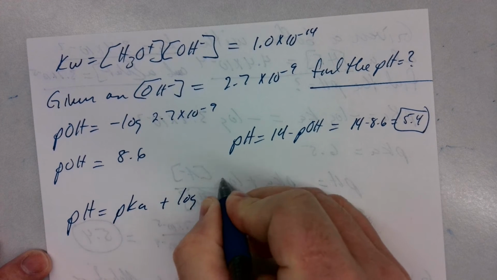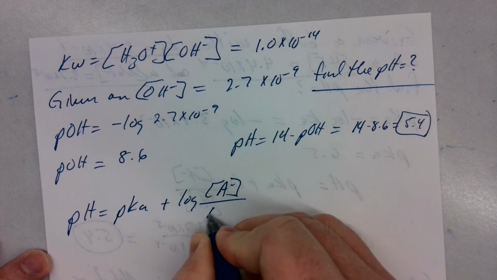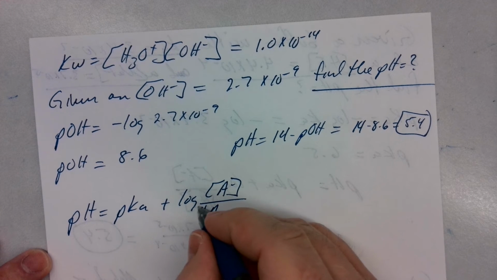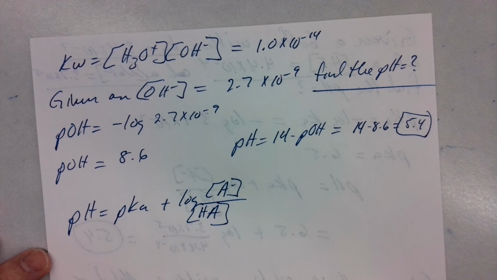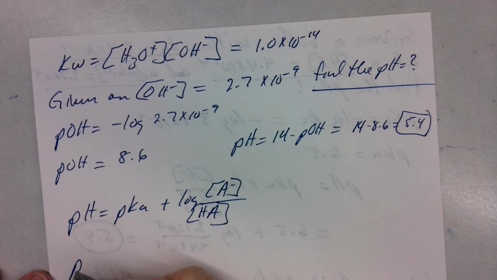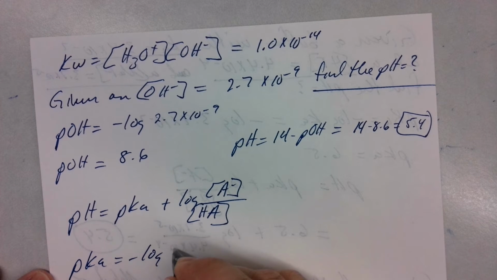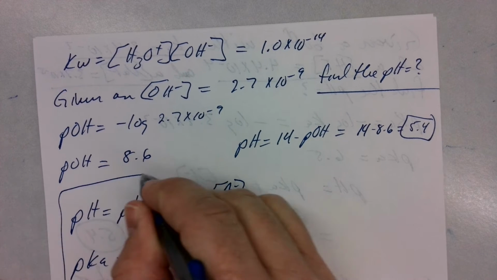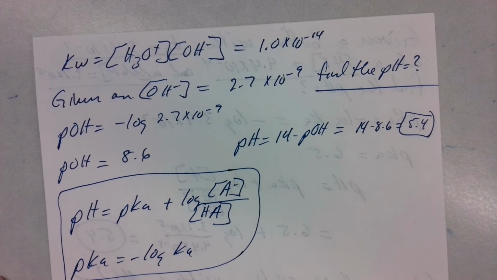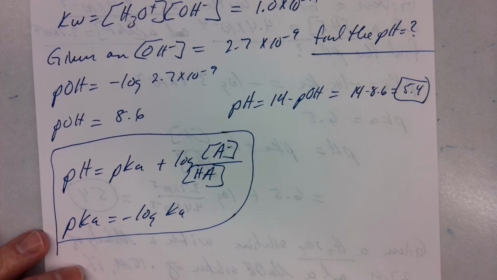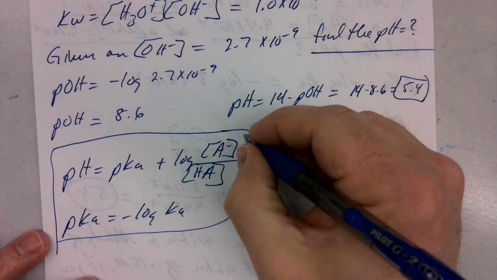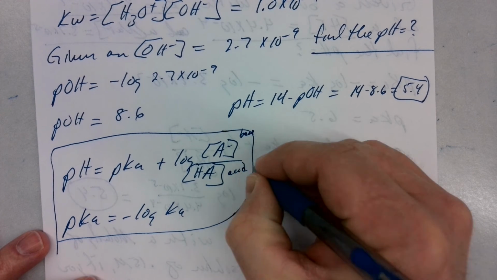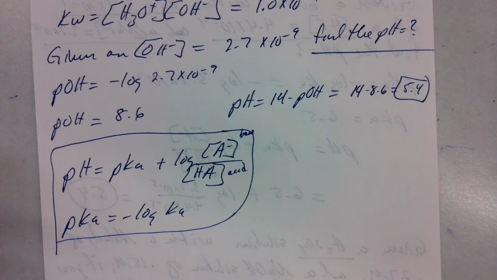pKa plus the log of A negative over HA. If you know that, plug it in and do the math. Remember that pKa is the negative log of Ka. As long as I know these two things, it's plugging into my calculator. The top one is the base, the bottom one is the acid. Depending on how they give it to me, the acid is whichever one starts with an H.